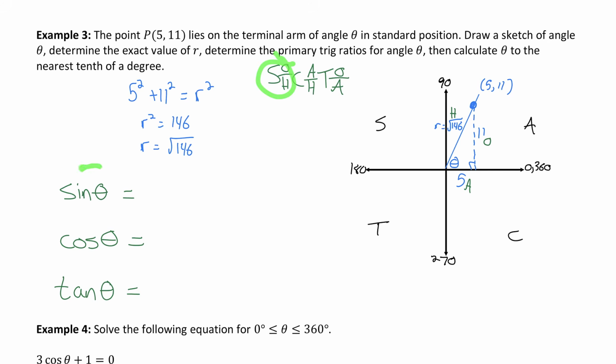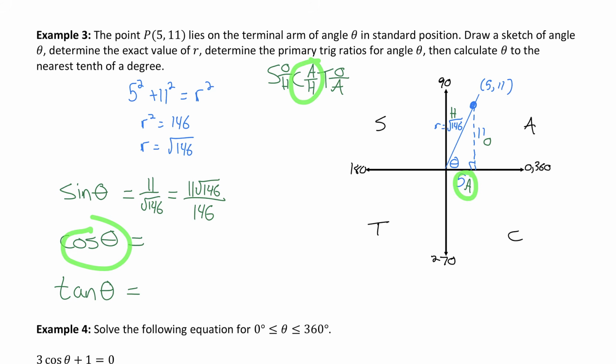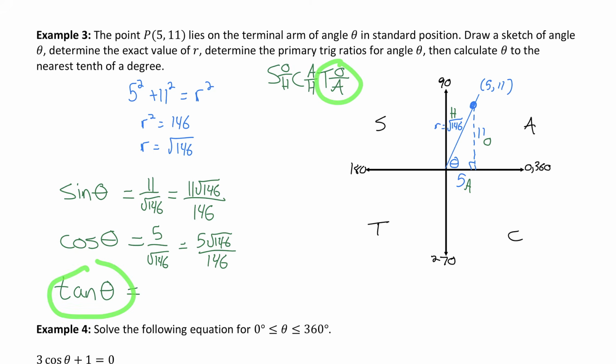Sine of theta would be opposite over hypotenuse, which is 11 over root 146. I could rationalize that answer by multiplying top and bottom by root 146, and I would have 11 root 146 over 146. Cosine of theta would be adjacent over hypotenuse, so 5 over root 146, which could also be rationalized. And tan of theta is opposite over adjacent, which is equal to just 11 over 5. So there's the three primary trig ratios for angle theta.